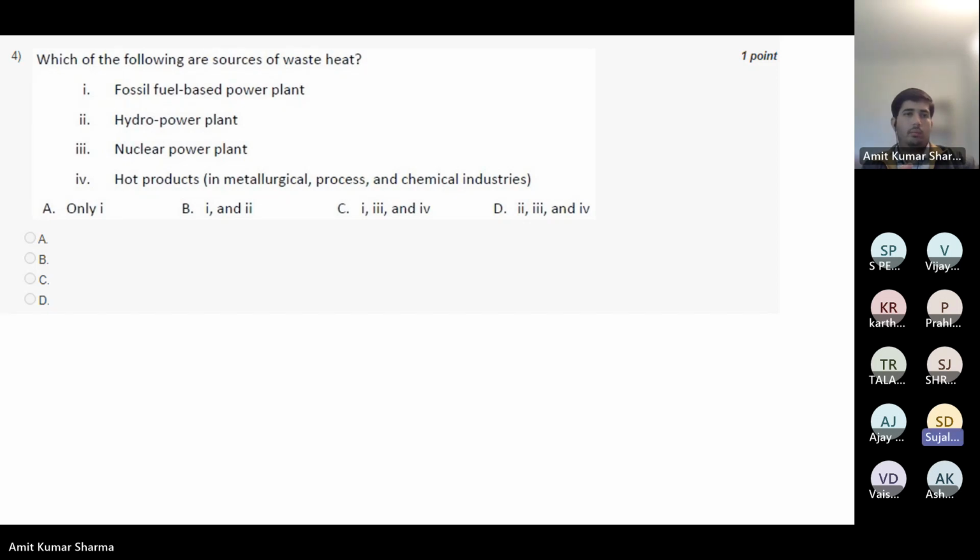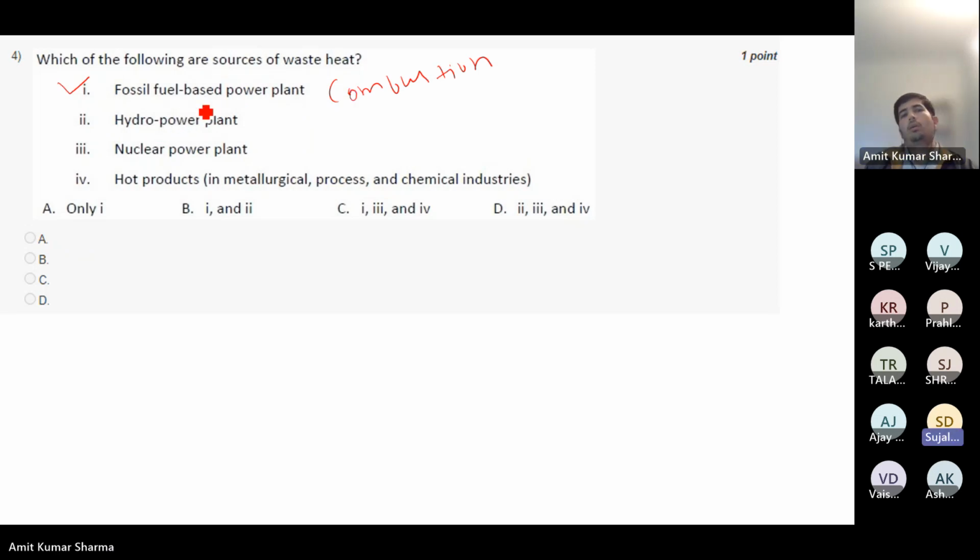So, anyone? Option C. First, second, and fourth. So fossil fuel based. Okay, so what is the reasoning behind fossil fuel based power plant? Since it is a fossil fuel based power plant, we can take the example of a thermal power plant in which coal is used. When we burn the coal, some percentage of heat is wasted and it is not recoverable.